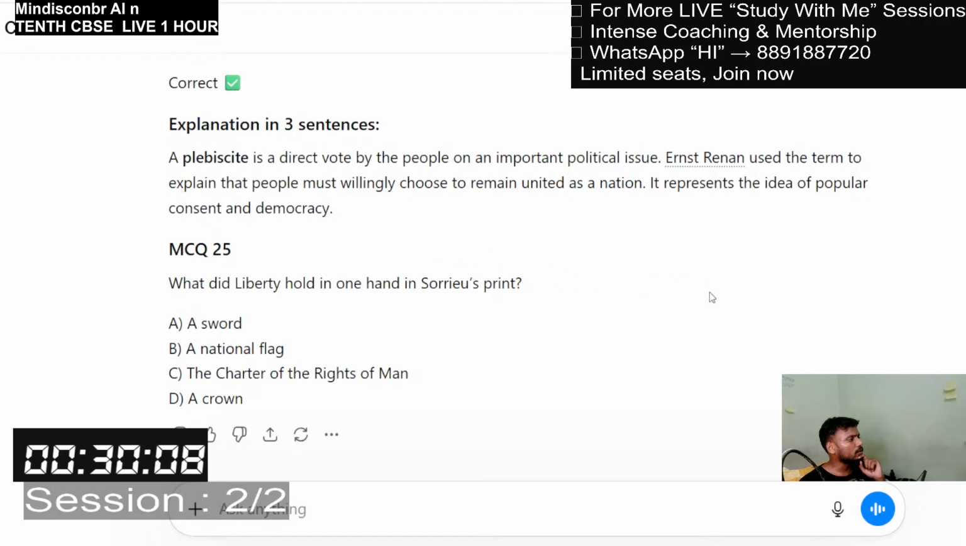What did liberty hold in one hand in Sorio's print? A sword, a national flag, the Charter of the Rights of Man, crown. Charter of the Rights of Man.